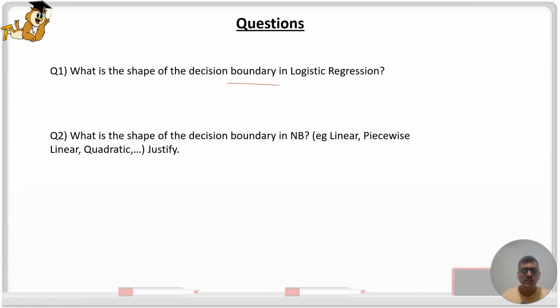My next question is, what is the shape of the decision boundary in naive Bayes? Is it linear? Is it piecewise linear? Is it quadratic? I want you to look at how naive Bayes works and justify your answer. What is the shape of the decision boundary, the separator, in a naive Bayes model?